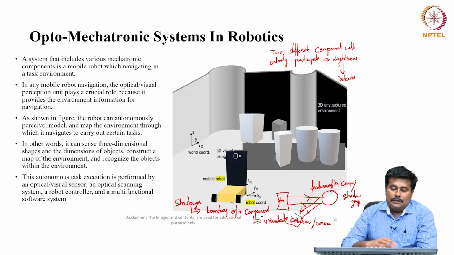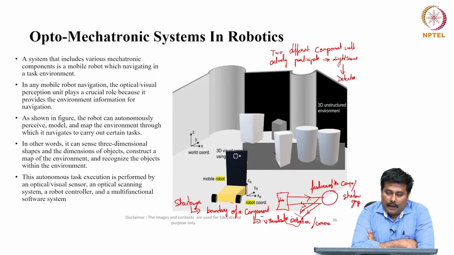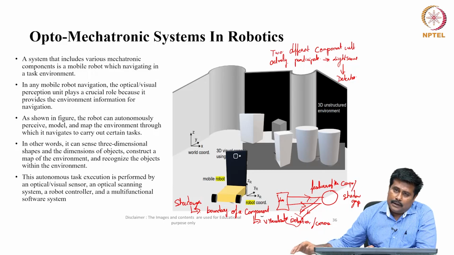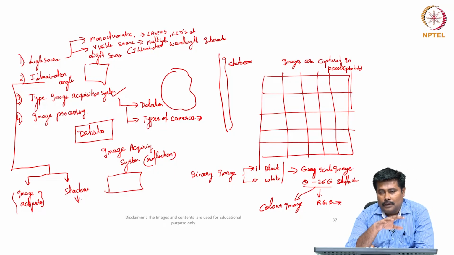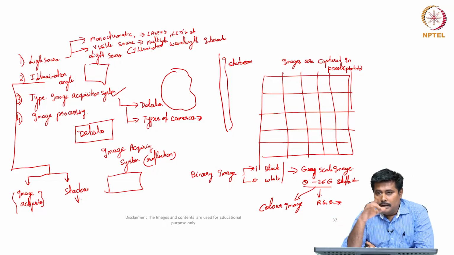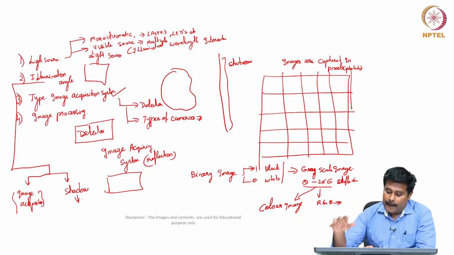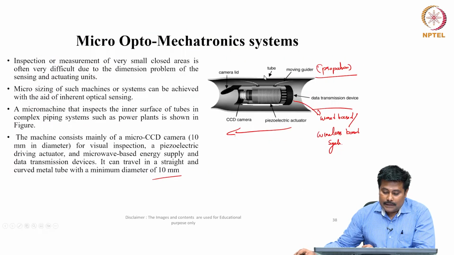We have also discussed how an optomechatronic system is used in a robotic platform, in which we discussed the different components and subcomponents involved. We discussed image acquisition and the different domains, which include the light source, the illumination angle, the image acquisition, the image processing, and then the overall domain. So in the overall domain, how the images are captured.